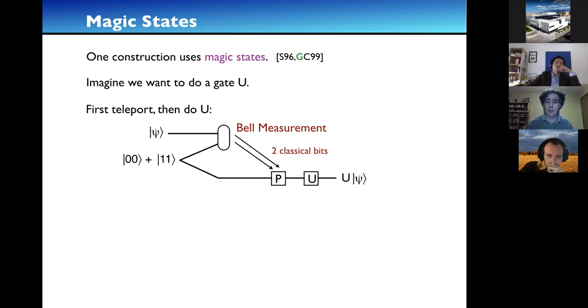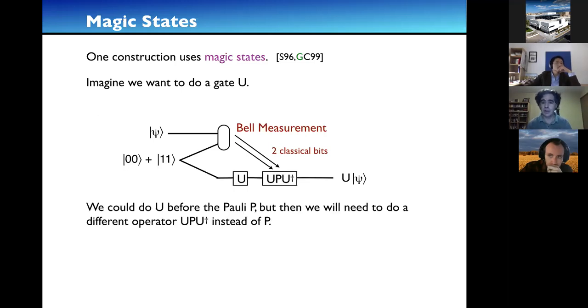But by looking at this quantum circuit, you can say, well, what happens if Bob gets impatient? And instead of waiting until after he receives the classical bits from Alice, he just does U right away. Well, that means that after he receives the classical bits, he should undo U, do the Pauli, and then do U again. So that's the gate U P U dagger. Again, this seems kind of dumb. Why would he do that? It's just making it more complicated.